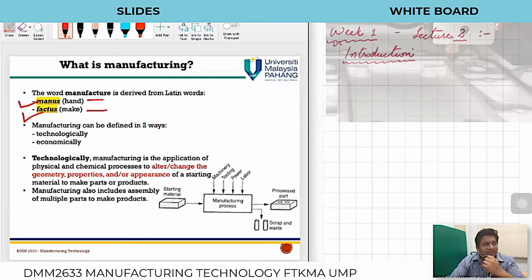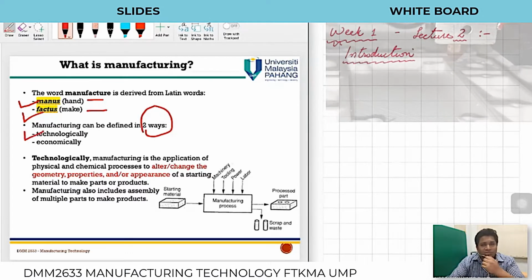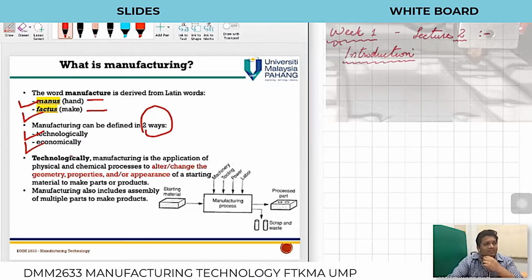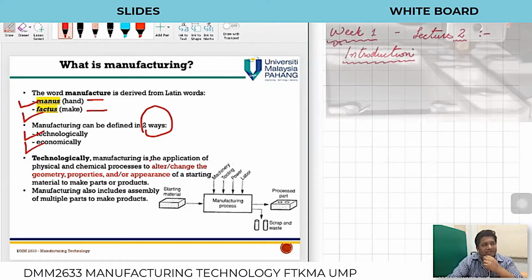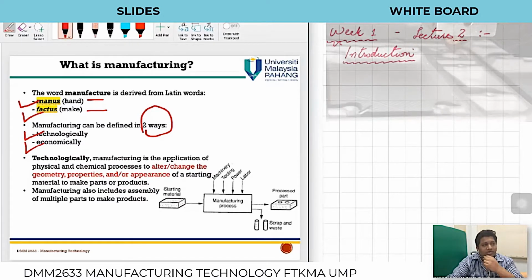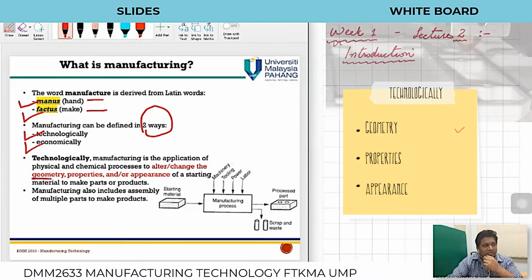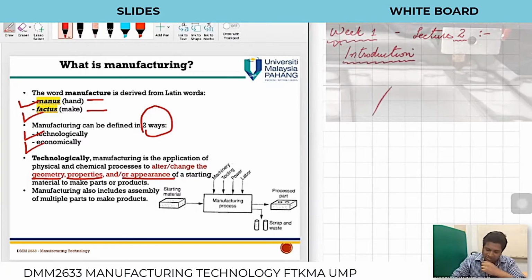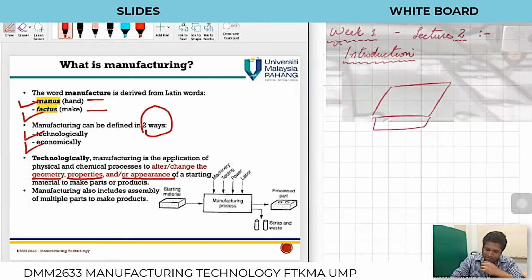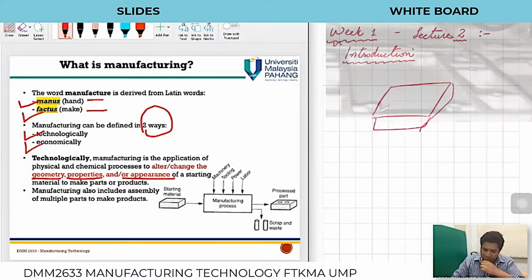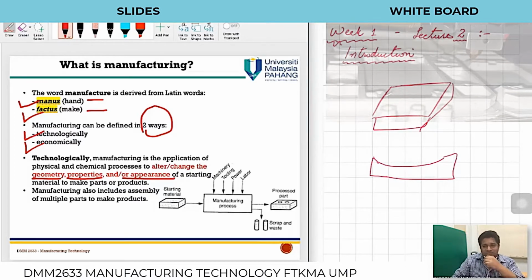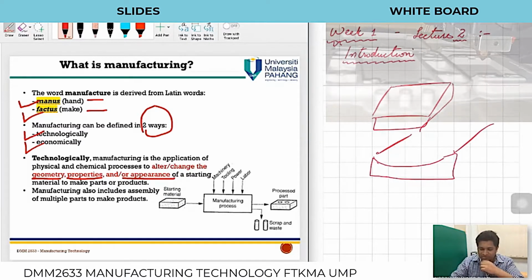Now, manufacturing can be defined in two ways. Number one is technologically, and number two is economic. So both have different definitions. If we talk about technology, then manufacturing is the application of physical and chemical processes to alter and change the geometry, number one; properties, number two; and appearance, number three. Let's say I have got this steel plate. If I am going to change the geometry of the steel plate, then this is manufacturing, right? That is what the definition says.